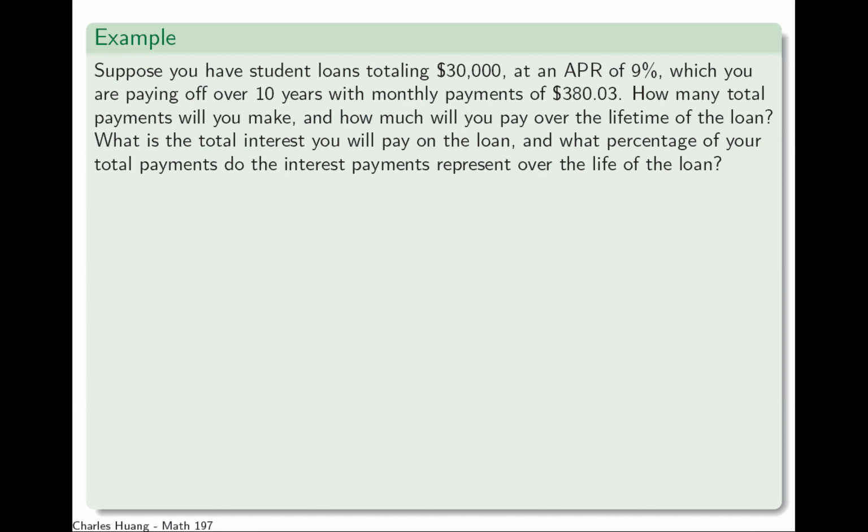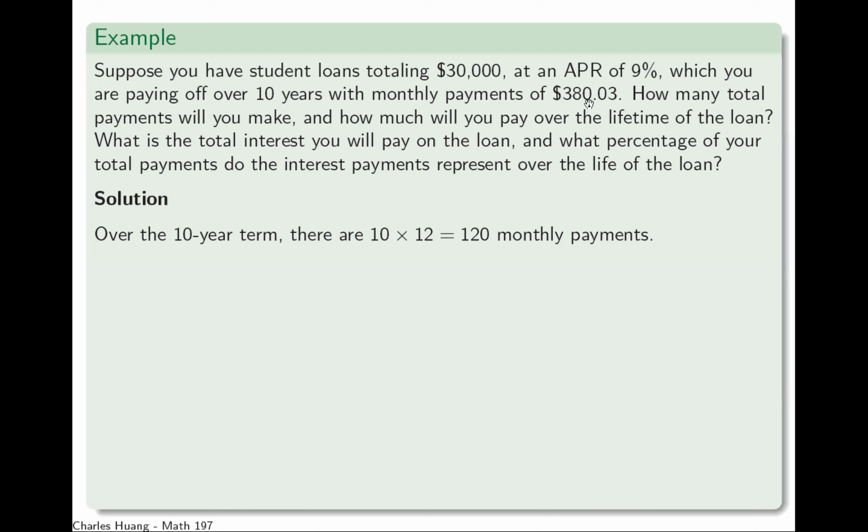Now let's investigate the loan in a little bit of detail. Suppose the monthly payment is 380.03. How many of these payments do we have to make? We have to pay over 10 years, 12 months in each year, so the total number of payments is 120.